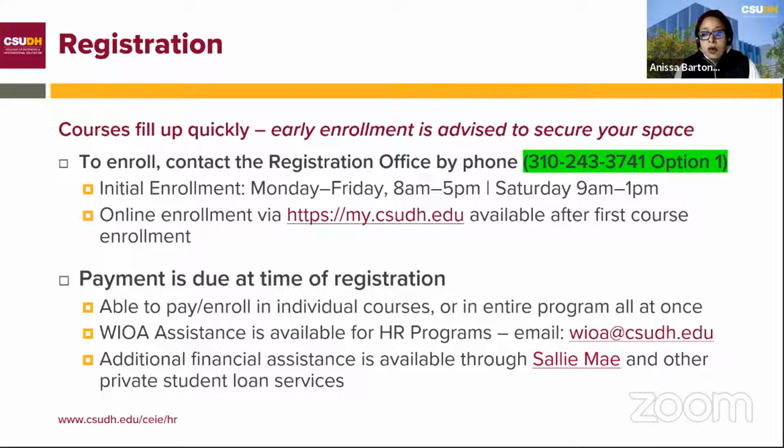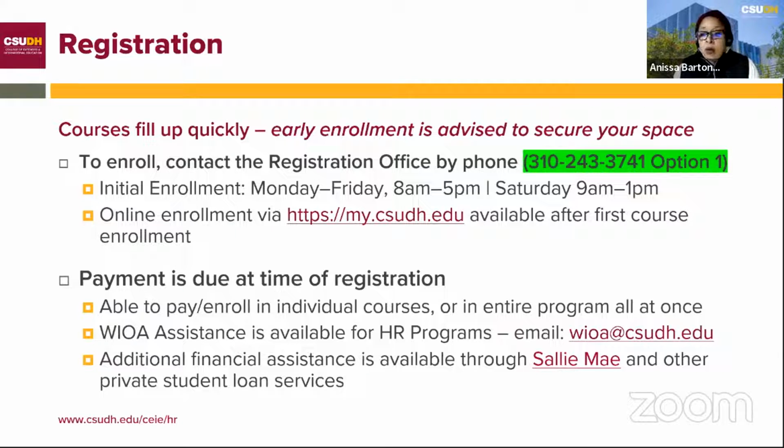Now, if you've taken a course at Dominguez Hills in the past 2 years, you may register online using your mycsudh.edu account. We highly recommend that you register early to make sure that there's space in the course and to allow enough time for course information and online access information to be created and sent to you. Payment is due at the time of registration, so you can pay for your courses individually or you can pay for multiple courses all at once.